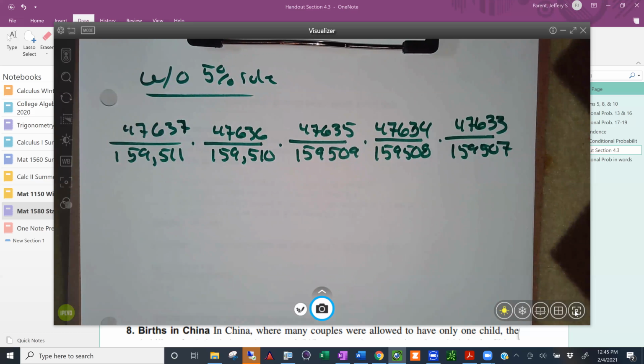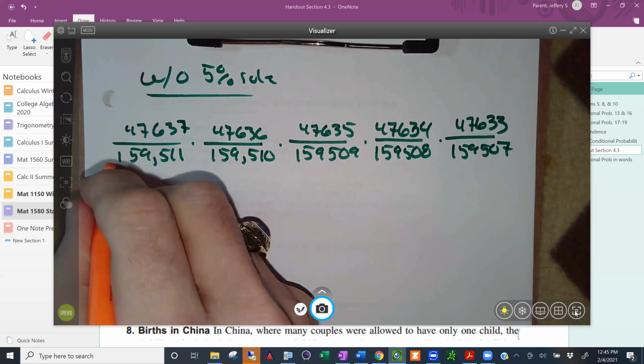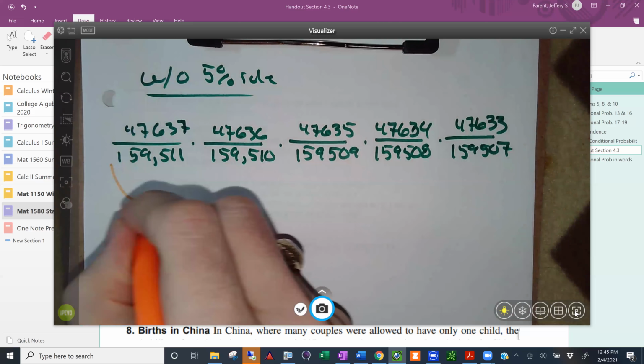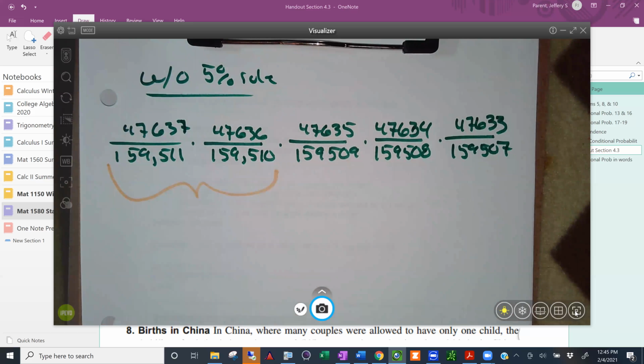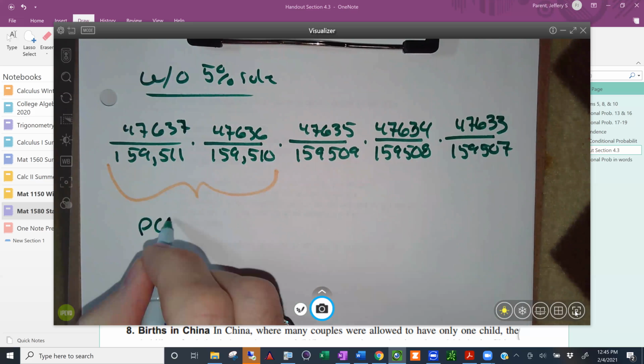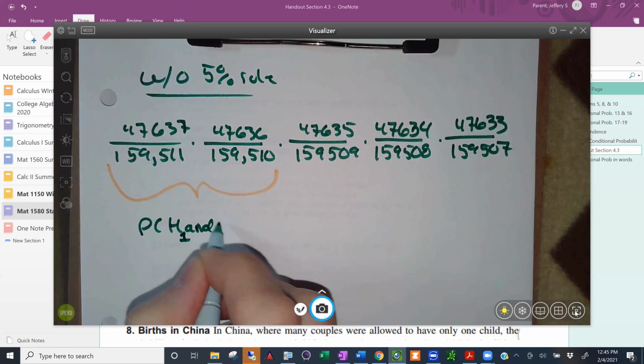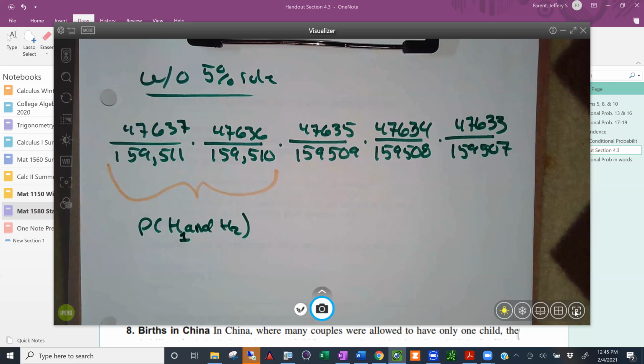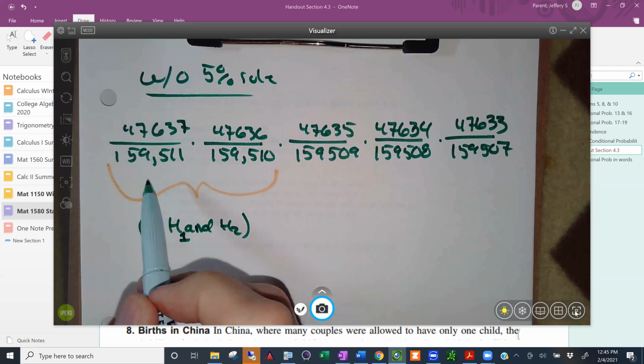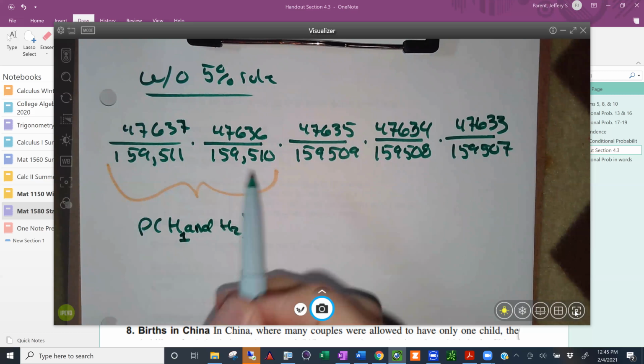And I want to focus in on these two events. Let's just look at the first two of this. Really, that's a probability of H1 and H2. Probably getting a helicopter ride on the first patient and a helicopter ride on the second patient.